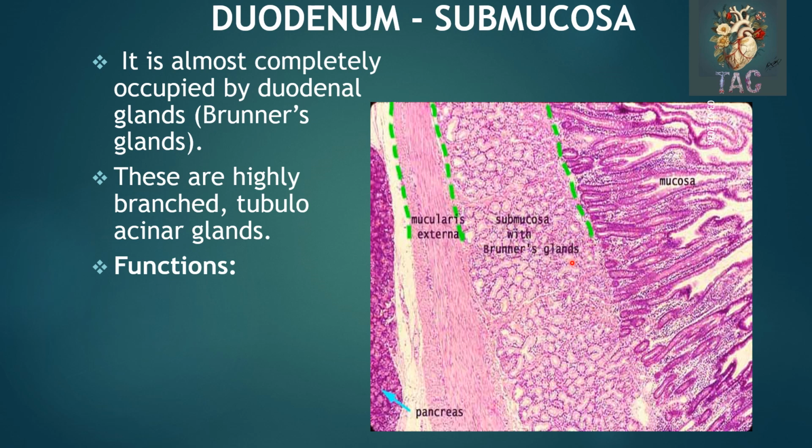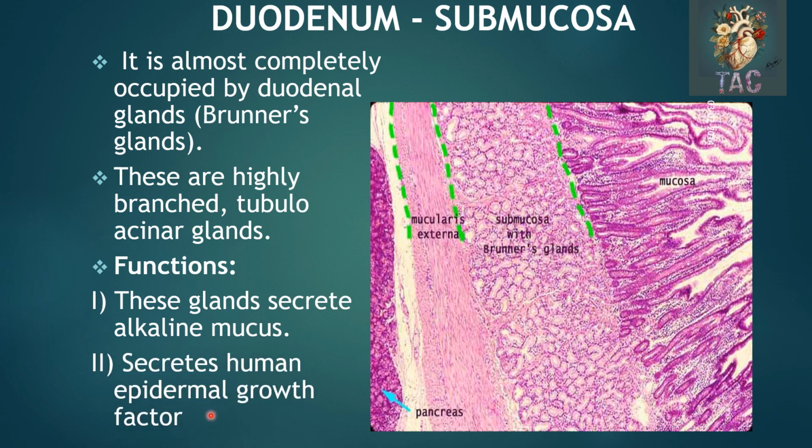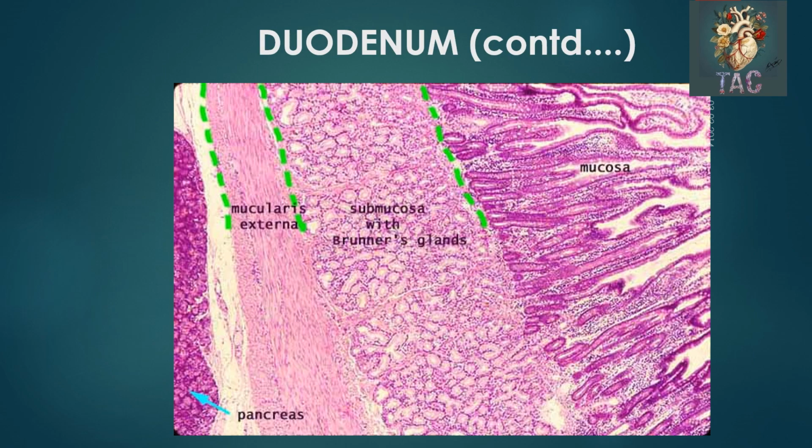These are branched tubulo-alveolar glands which are mucus secreting in nature, and this is the special feature of the duodenum. By the presence of Brunner's glands, you can easily identify that this is the duodenal part of the small intestine. The function of this gland is to secrete alkaline mucus to neutralize the acidic secretion of the stomach, and it secretes human epidermal growth factor as well.